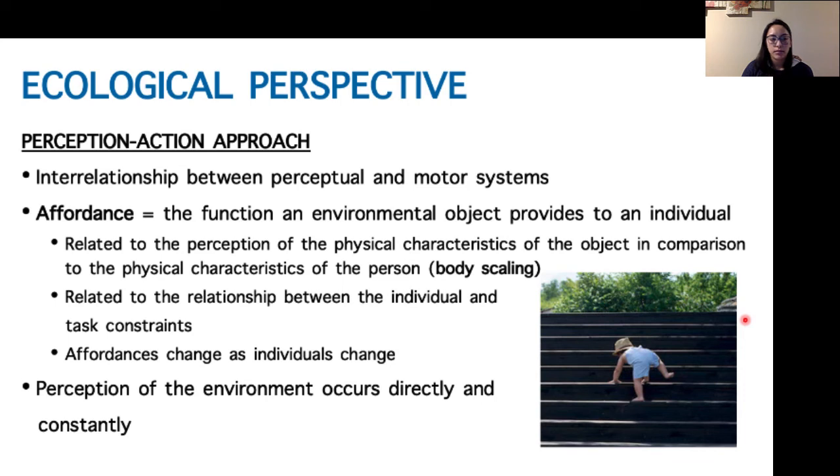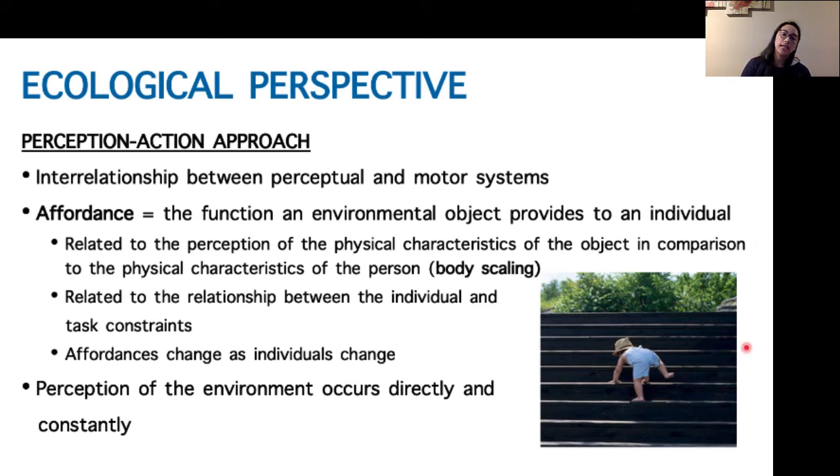In his approach, the term affordances was introduced to describe the function an environmental object provides to an individual. So this is materialized as the assessment of physical characteristics of the object in comparison to the physical characteristics of the person, which we often refer to as body scaling, which is defined as using intrinsic rather than extrinsic dimensions to complete movement.